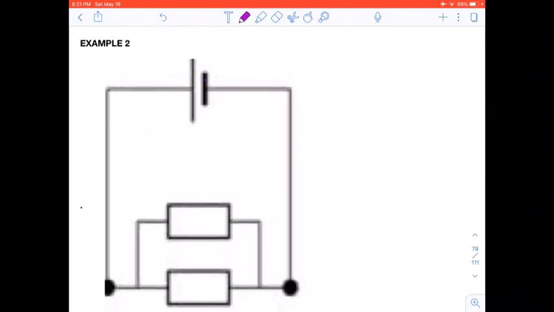Okay, let's look at the next one. We're dealing again with 12 volts, and here it's 2 ohms and 2 ohms, and let's say this is R1, and let's call that R2.